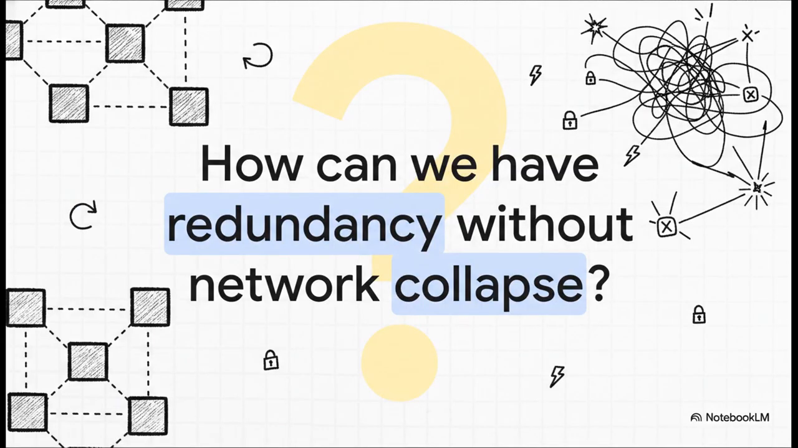So that's the big puzzle, right? We have to have backup links. If a cable gets cut, you need the network to stay up. But we just saw that those very same backup links can cause a total meltdown. How in the world do you have one without the other?